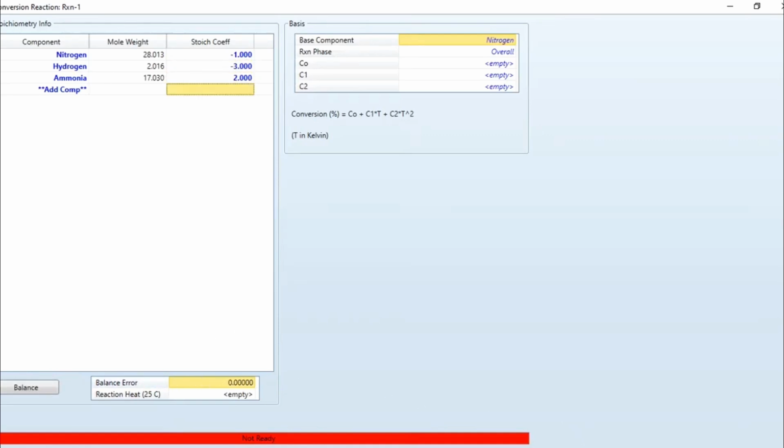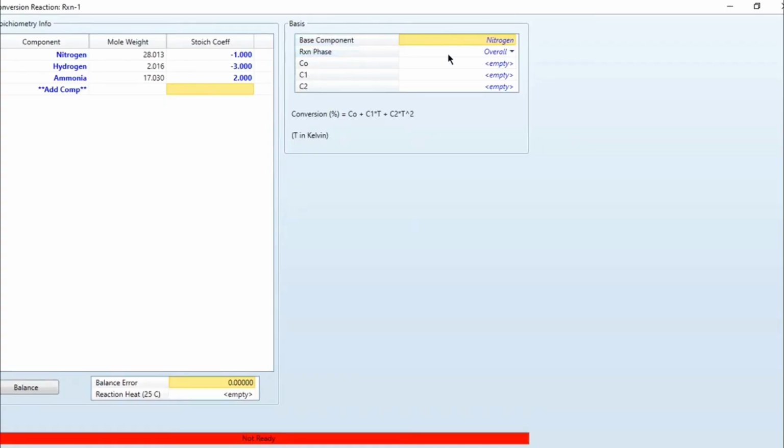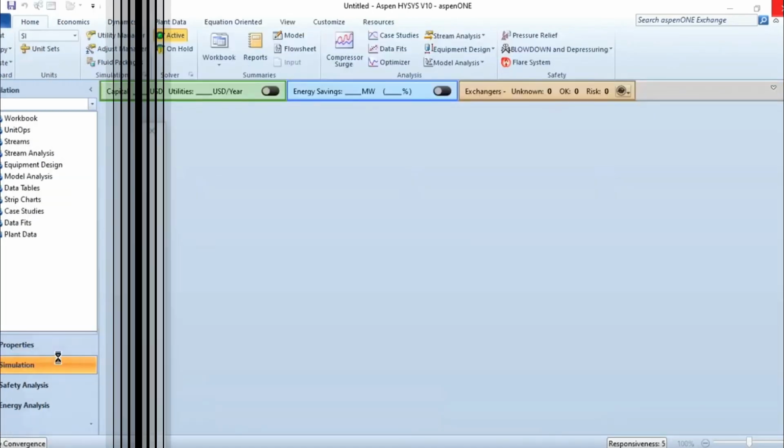If I take you back again, for the conversion reactor, the conversion is 40% and the base component is nitrogen. The reaction phase is overall, conversion is 40%, remaining will be 0. And then you need to attach it to the fluid package, or add it to the fluid package, and then you can proceed to the simulation environment.